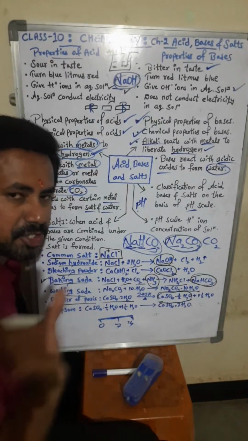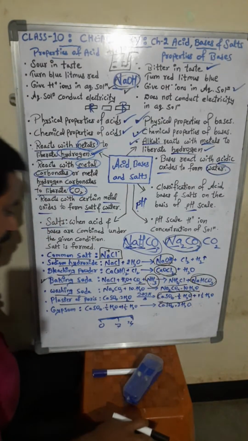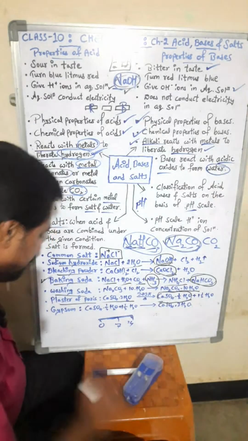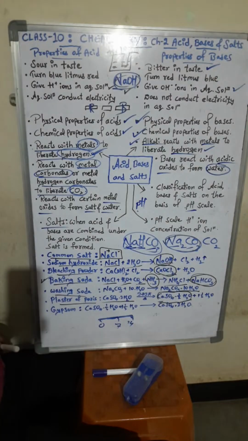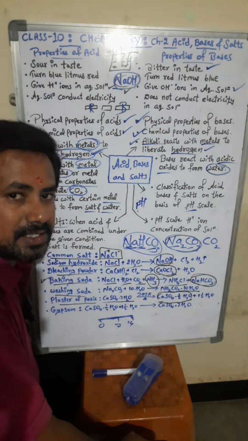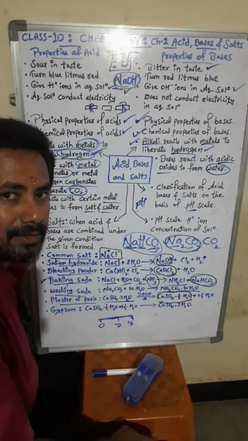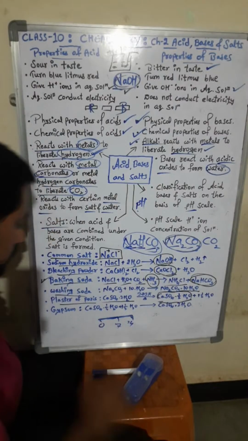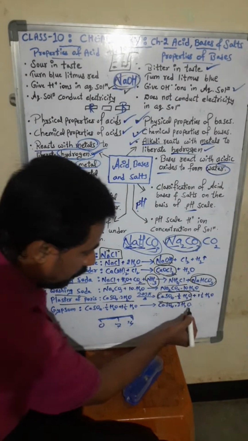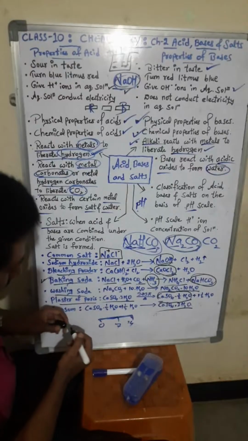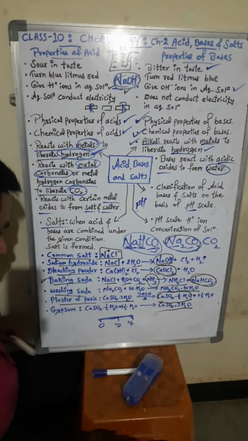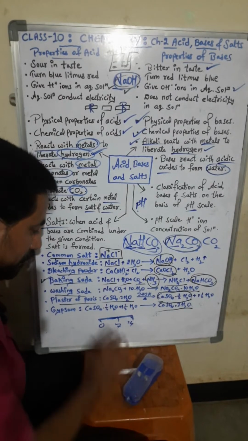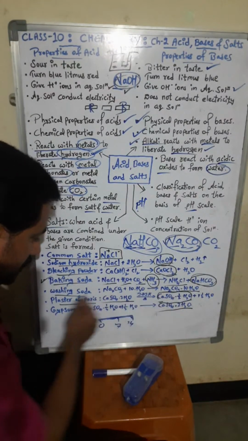Compound means a combination of two or more elements. So next one is gypsum. Gypsum is used in the cement industry, students. When we are preparing cement, this gypsum is used. Gypsum formula is CaSO4 2H2O. Just now we have seen CaSO4 2H2O. When we heat this one, we will get plaster of Paris.